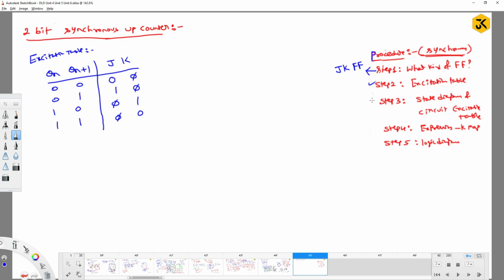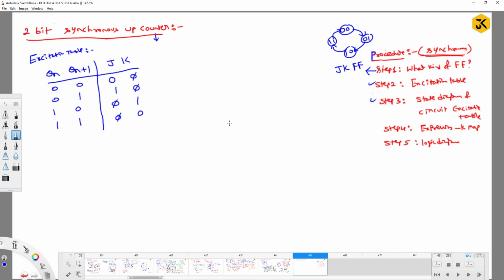After that, you go to step 3, where you have to find the state diagram for the given requirement. What is the requirement? You simply need a synchronous up counter. Up counter means you start with 00, which is incremented by 1 to 01, then 10, and 11, which is replaced with 00. So this is the state diagram for it.